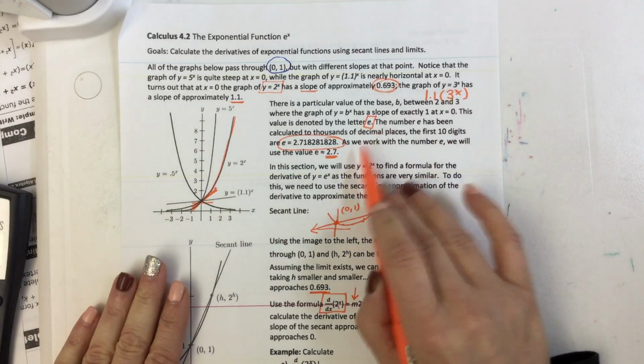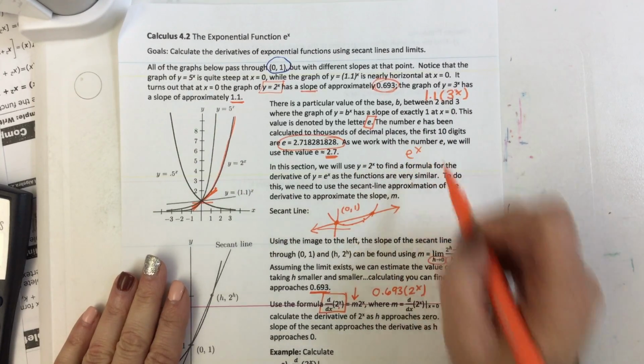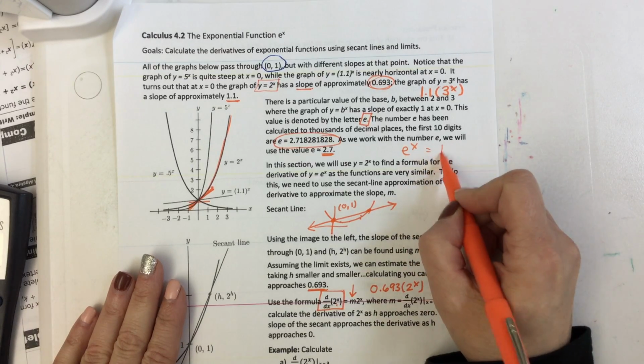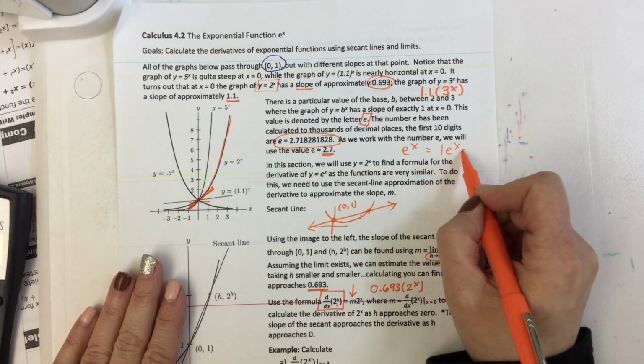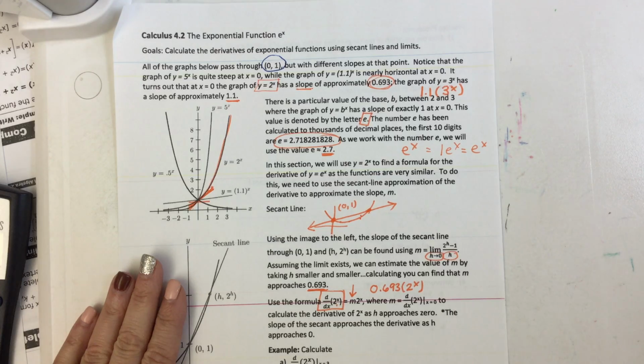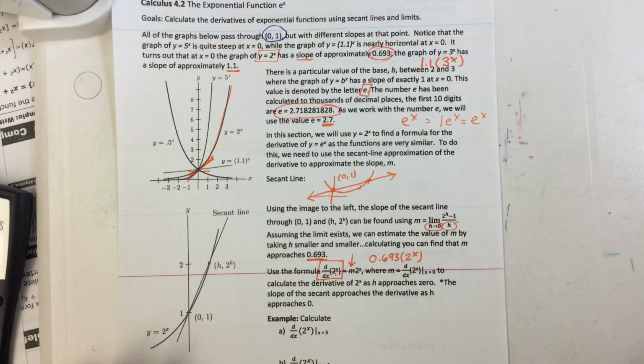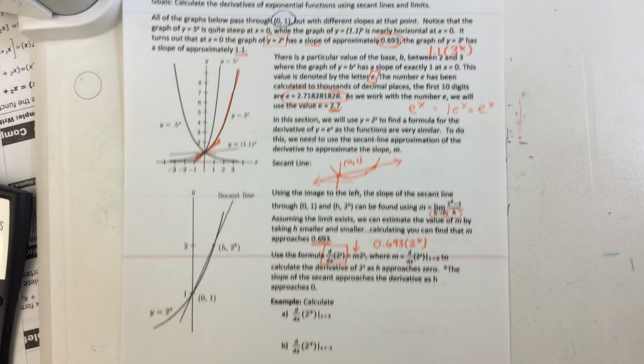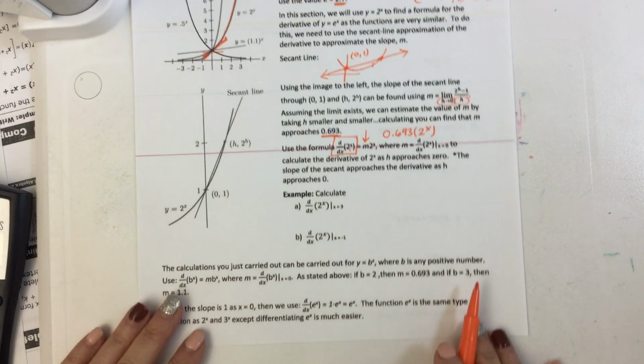So the cool thing, if I have e to the power of x, the derivative of that is 1 times e to the power of x, which is just e to the power of x. So it's so cool. e to the power of x is its own derivative. So that is what the formula is.